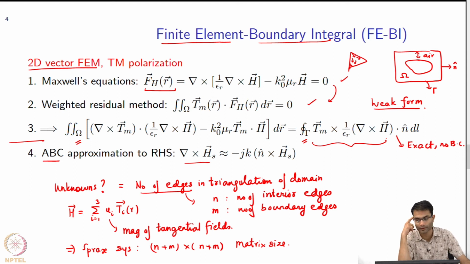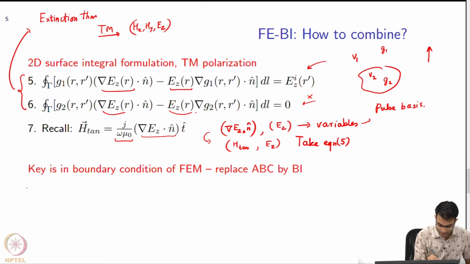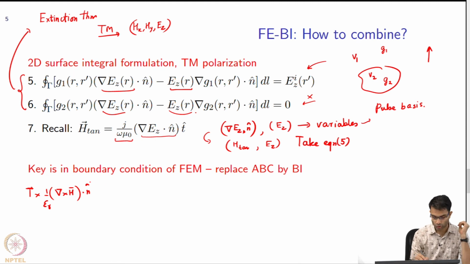Can I get an electric field on the right hand side somehow? Curl of H reminds you of what? Electric field itself, right? So, what I can do is this T cross 1 by epsilon r curl of H, I am just rewriting that term, dot n hat. This is what we have, right. So, curl of H I can replace as j omega epsilon naught, because that 1 by epsilon r is already there, right. So, this will become T cross j omega epsilon naught E dot n hat. Is that approximate or exact? It's exact, right. So far no issues.